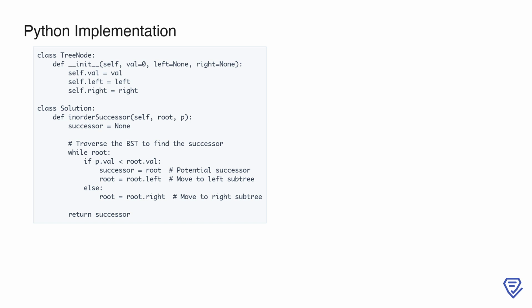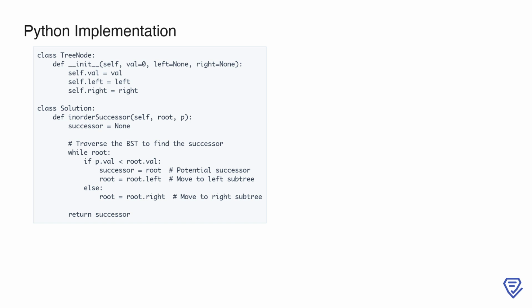1. TreeNode class. The TreeNode class represents a node in the BST. Each node has a value, val, a left child, left, and a right child, right. 2. Solution class. The Solution class contains the inorderSuccessor method, which implements the algorithm to find the in-order successor. 3. Initialize successor. The successor variable is initialized to None. This variable will hold the potential in-order successor as we traverse the BST.